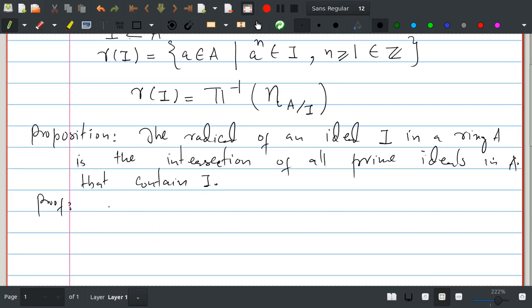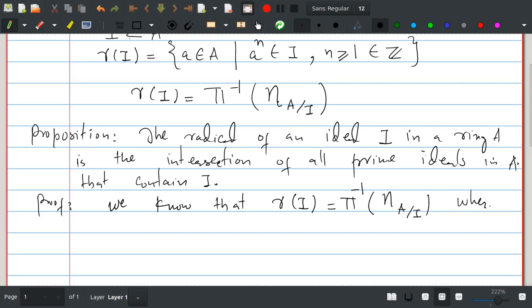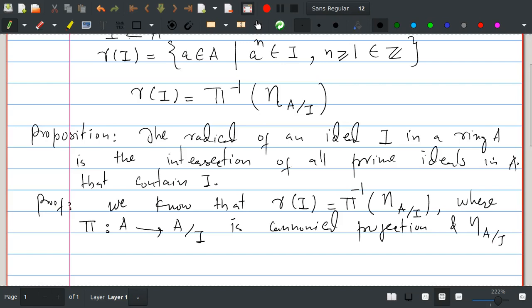So we know that this radical of I is actually the inverse image under the natural map, that is pi inverse of the nil radical of A mod I, where this pi is the canonical projection from A to A mod I, and this N(A/I) is the nil radical of A mod I.